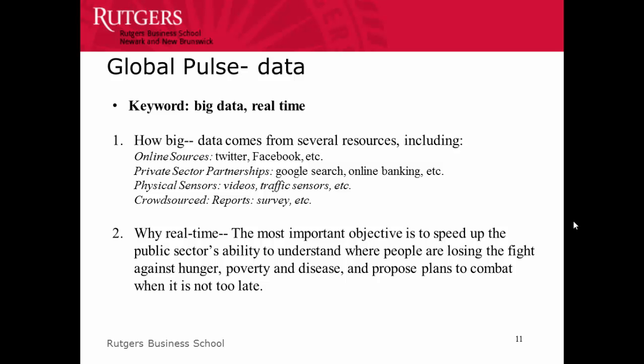The second keyword is real time. So why does Global Pulse want to do this in real time? Well, this is because they have different objectives from researchers. As a researcher, what we typically do is to obtain the data, reprocess it, analyze it, and then if we find some interesting patterns, we write it into a paper and publish it.